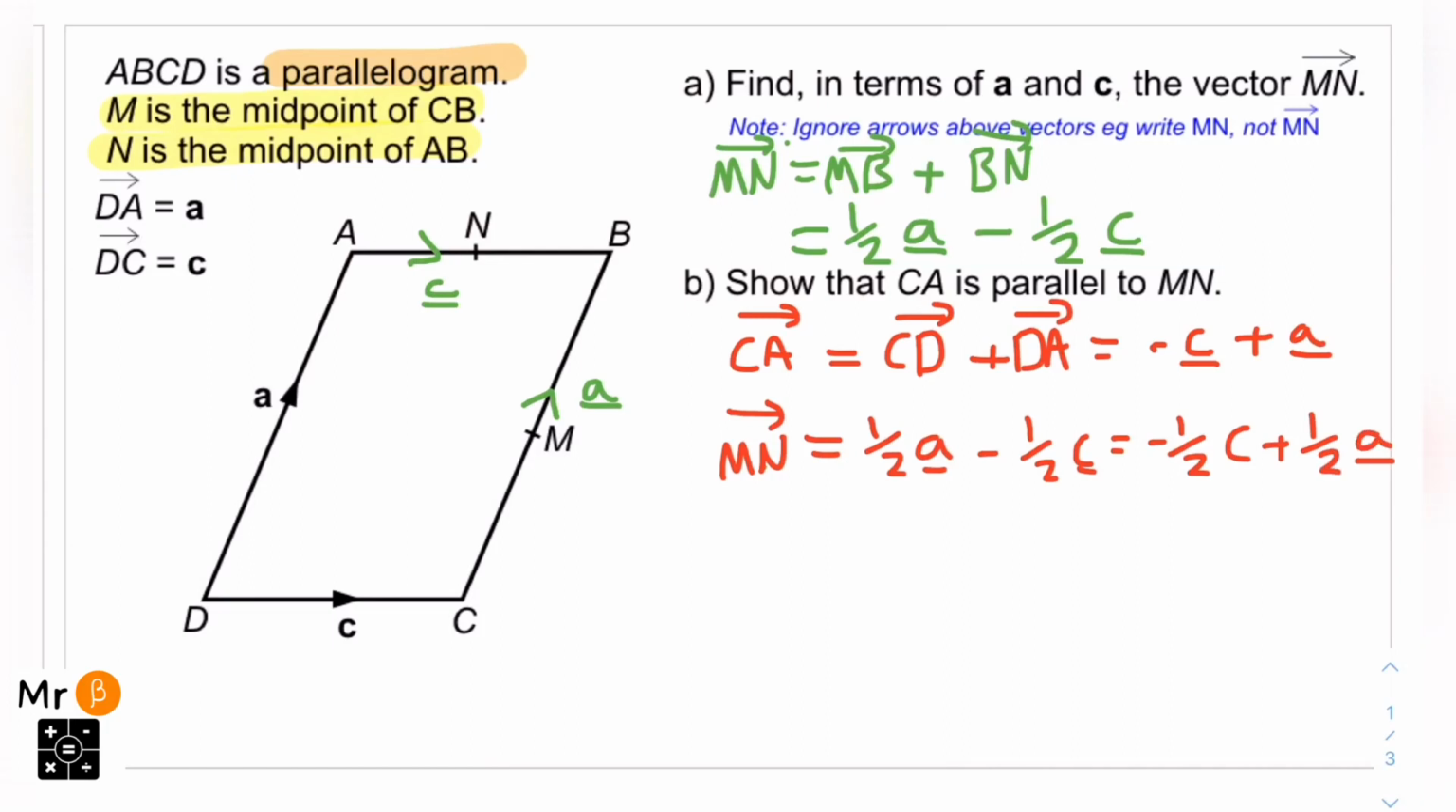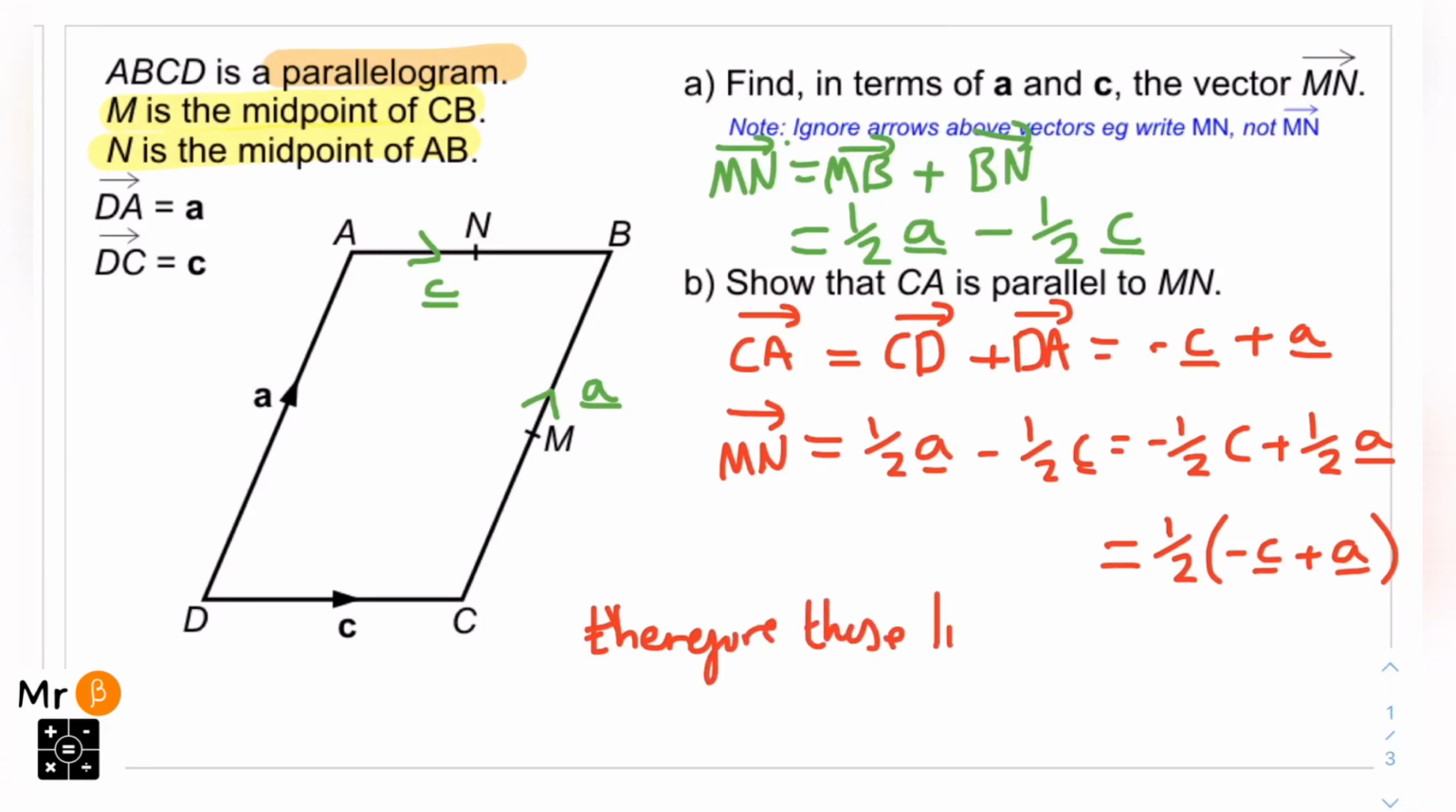So you can see here they look very similar, but they're not the same. Actually, what you can do with the vector MN is take out a factor of 1/2. Now you will notice, once you've taken out a factor of 1/2, that your vectors are identical. Therefore, these lines are parallel. You have proved that.